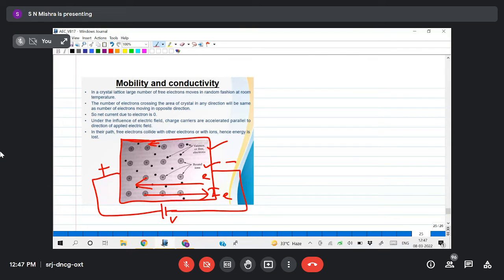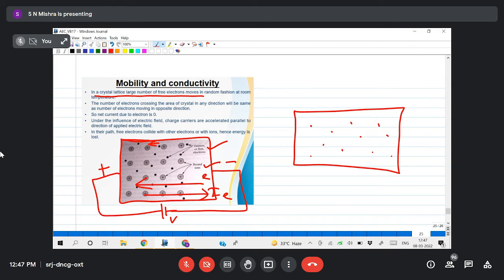So the net movement of electrons will be in this direction and the current direction will be the opposite. It is written here that in the crystal lattice a large number of free electrons are available which move in a random fashion. If I take any semiconductor or conductor, a lot of electrons are available. Even at room temperature it is sufficient to break the covalent bond and free electrons. At thermal temperature, meaning 300 Kelvin, these electrons have some self energy and they move randomly inside the material.